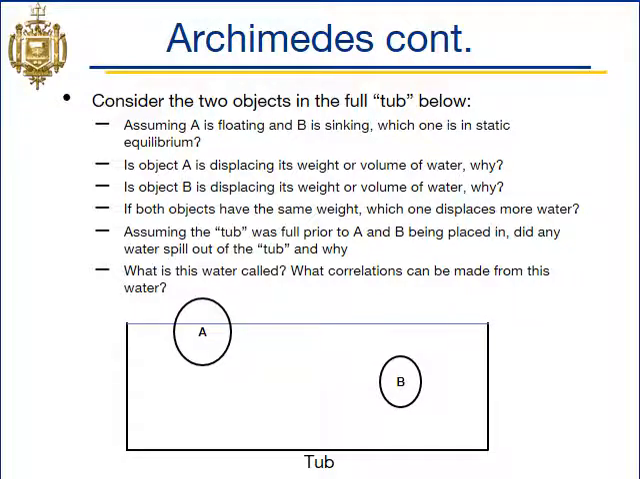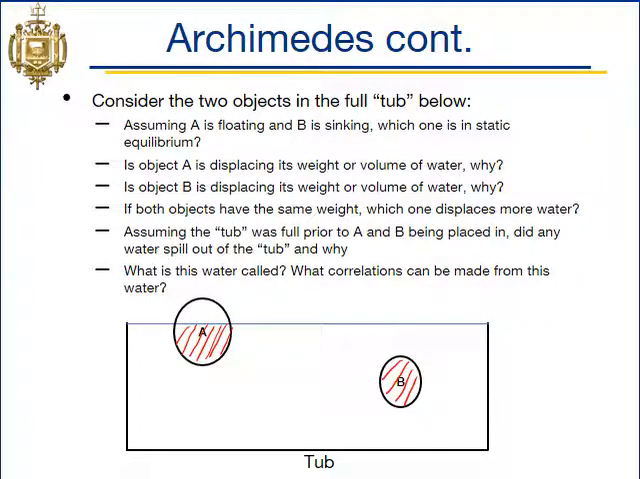All right, so the next question, if both objects have the same weight, which one displaces more water? This is sort of a tricky question. Let's just say object B is very, very dense and object A is not very dense. Then we can say that object A is displacing more water because the volume of object A that is below the water line is going to be larger than the volume of object B below the water line.